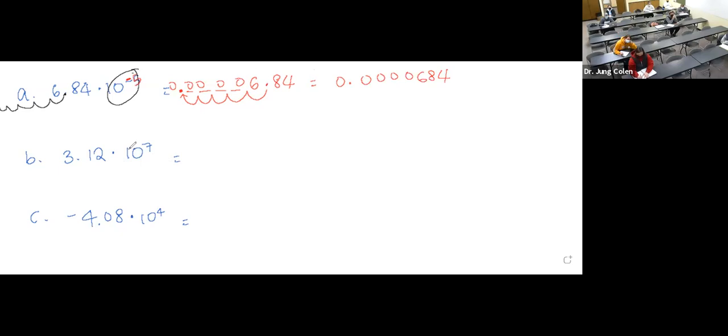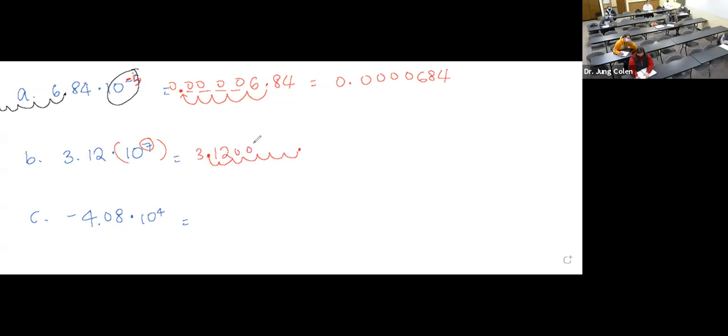How about this one? Now we are multiplying 3.12 by 10 to the 7th power. This is a positive exponent, so we need to make the number greater or smaller than 3.12? Greater. So we need to move the decimal point to the right. So we have 3.12 here, and we move the decimal point to the right by 7 places. 1, 2, 3, 4, 5, 6, 7. There is the decimal point.